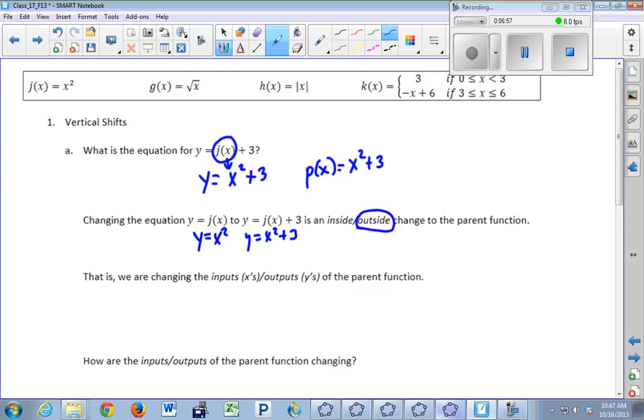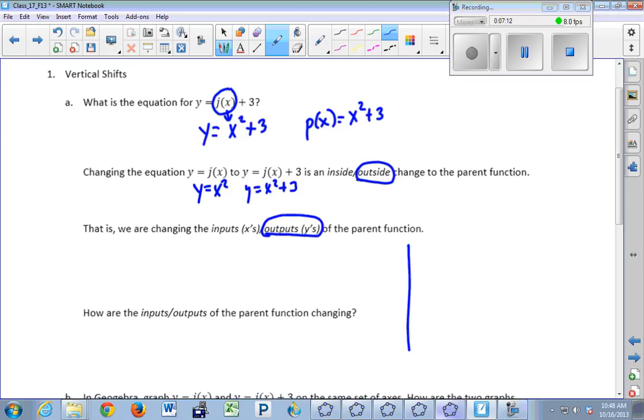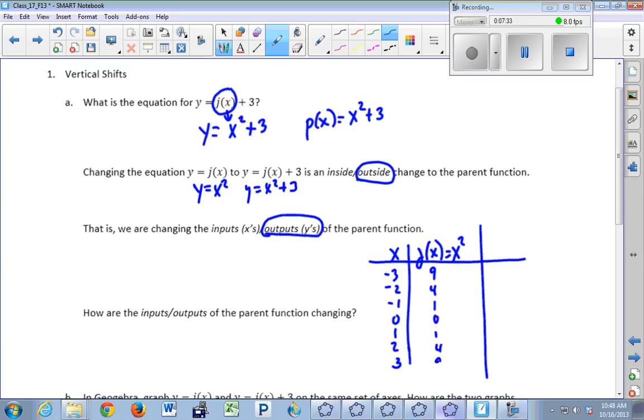That is, we are changing the outputs or our y values. That's the only thing changing. The outputs are the y values of our parent function. So how have these outputs changed? Well, let's see. Here's our original function, x. Let's pick some numbers, -3, -2, -1, 0, 1, 2, 3. That's my original x. J of x says to square it. Square everything. So let's square everything. We get 9, 4, 1, 0, 1, 4, 9.